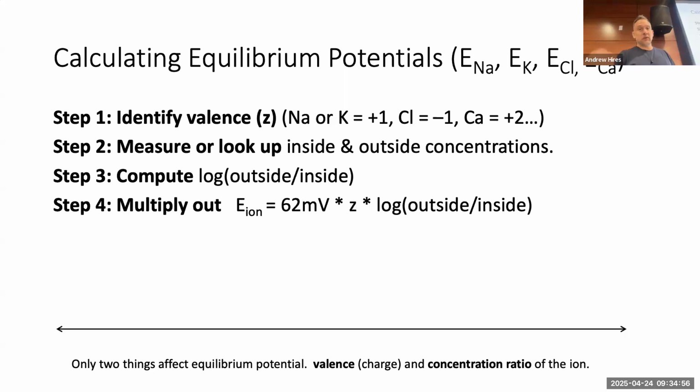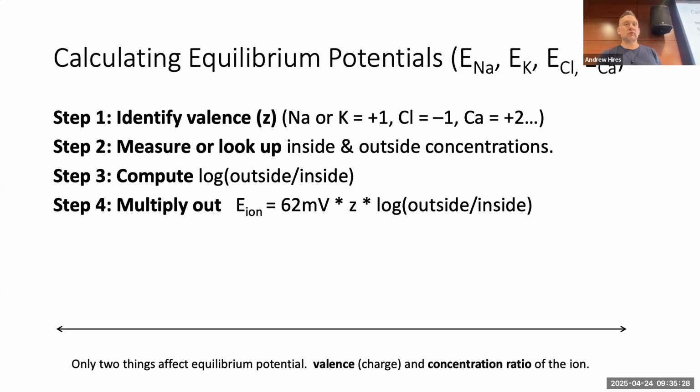Let's say it's sodium. Sodium has a concentration on the outside of 150 millimolar, and on the inside of about 15 millimolar. So we just divide the outside by the inside concentration, and then take the log of that. A log is just a number: what number do you have to raise 10 to in order to get that outcome?